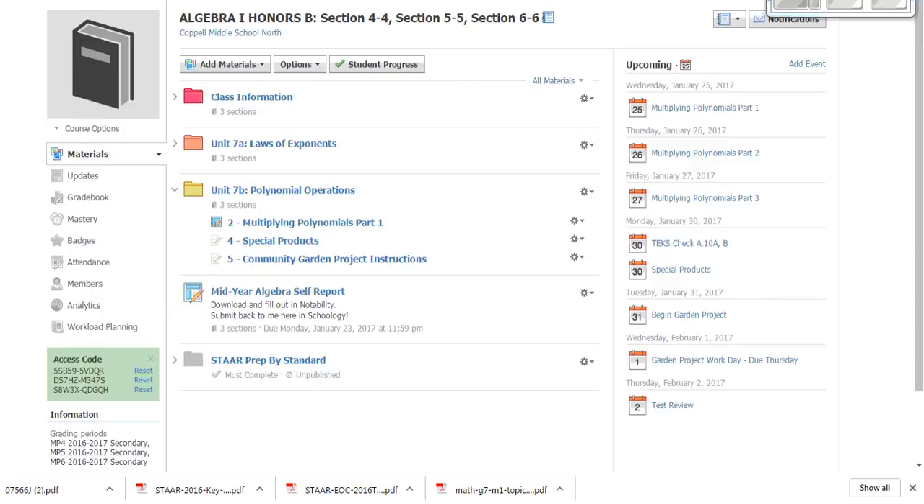Okay, if you look right here in Schoology, the number 4 here, special products, if you click on that, you'll find a link to a website. And you will just scroll all the way down to the bottom, and there will be 10 questions. And you're going to work through those 10 questions, and then just take a screenshot of your final score. It should say 10 out of 10 or 9 out of 10 or whatever.